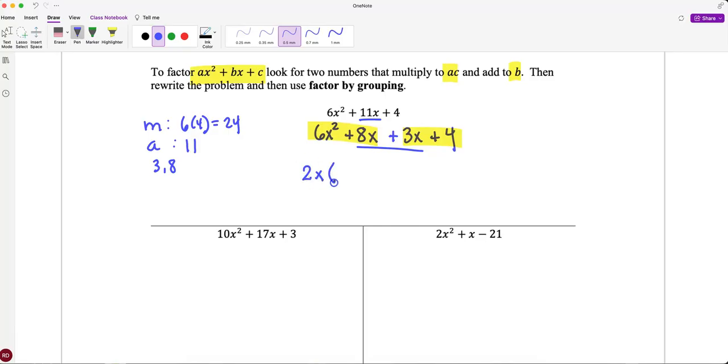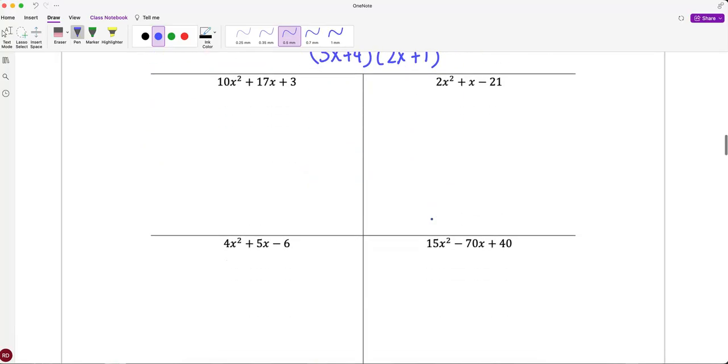2x, and that leaves me with a 3x plus 4 plus 3x plus 4. Both of these terms have a 3x plus 4. The coefficient here is a 1. So when you factor out the 3x plus 4, you're left with 2x plus 1, and that's your factorization. Let's do a few more examples here.